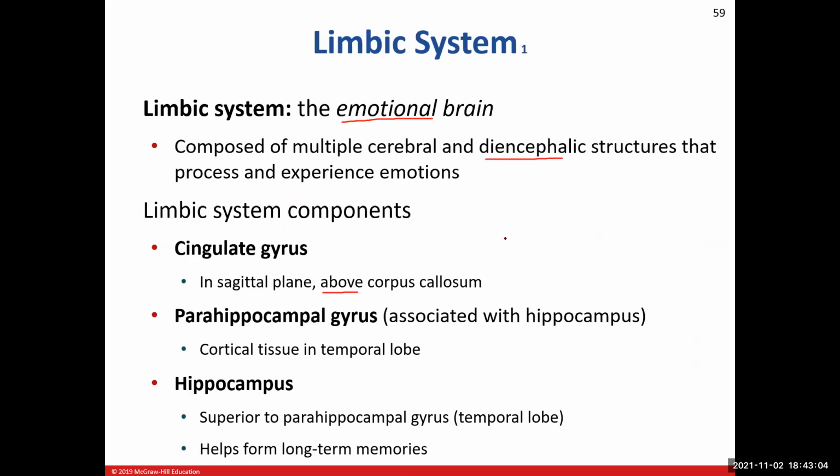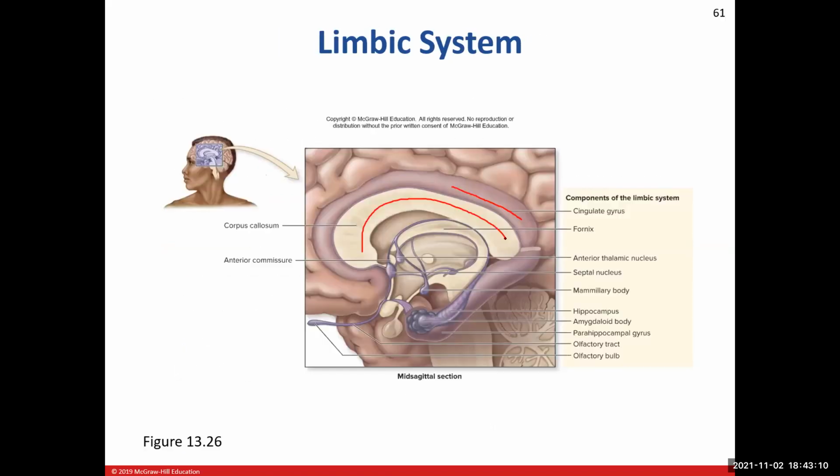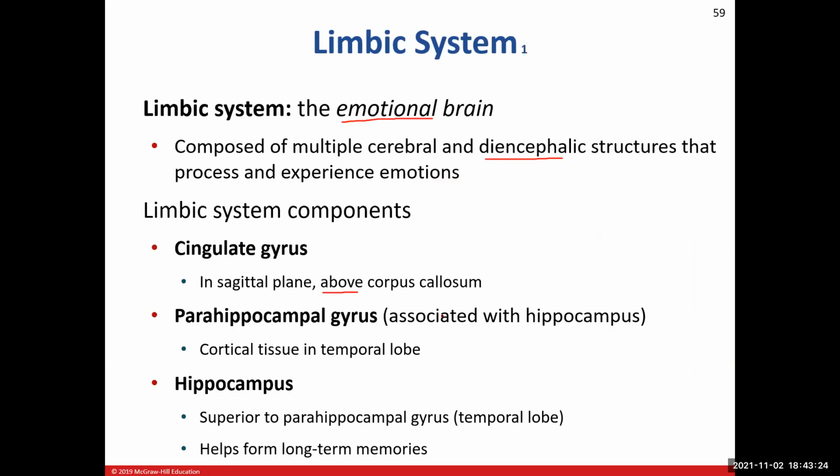All right, and then we have our perihippocampal gyrus and the hippocampus. Our perihippocampal gyrus is this fellow right here. And then right above it, superior to that, is the hippocampus. Very important that you know what the hippocampus does: it plays a role in long-term memory formation. If you damage the hippocampus, I'm sorry, friends, you can no longer form long-term memories. Damage to that is no bueno.